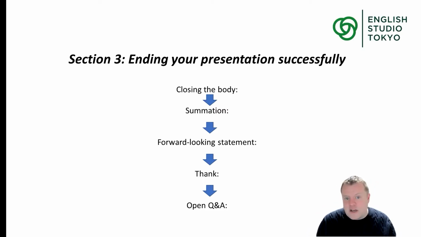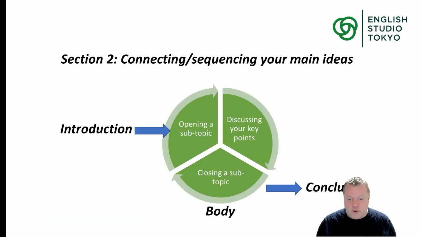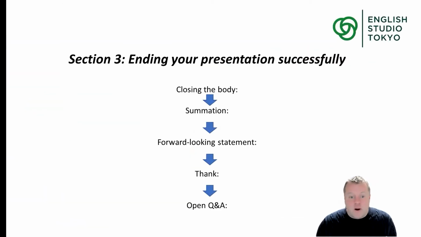But how to finish your presentation, we have 5 steps. We can have more, but let's keep it simple. Close the body. So we want to escape. We want to do this part here, right? This final arrow. We want to escape the body. So we want to close. Then we want to have a summation. A summation is like a summary. We want to quickly remind everybody what we heard, what we talked about today.